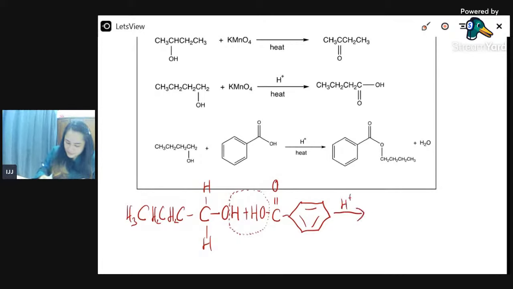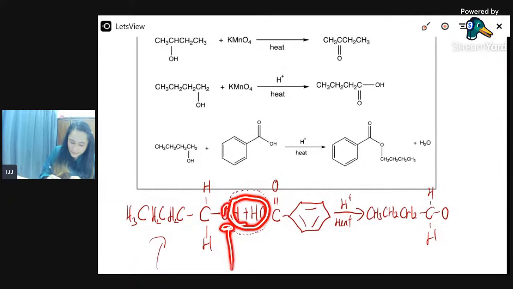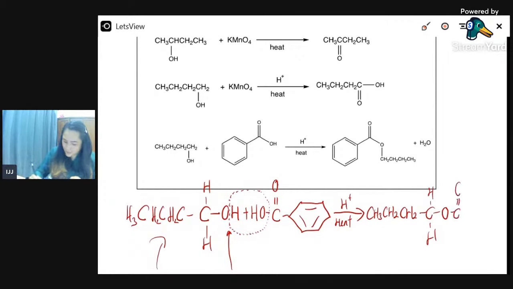It has H plus, heat or reflux, correct. Then you draw again, write again: CH3, CH2, CH2, CH2, then O, then O. The H and the OH have been eliminated, so from the O it goes directly to C. So you draw it going directly to C, double bond O, benzene ring.